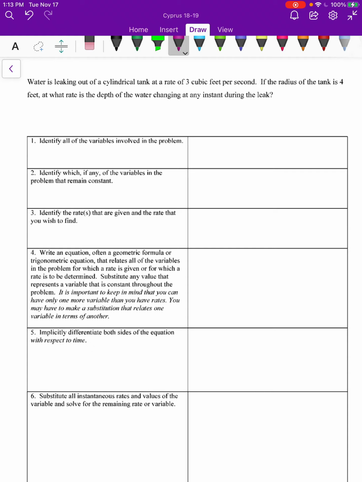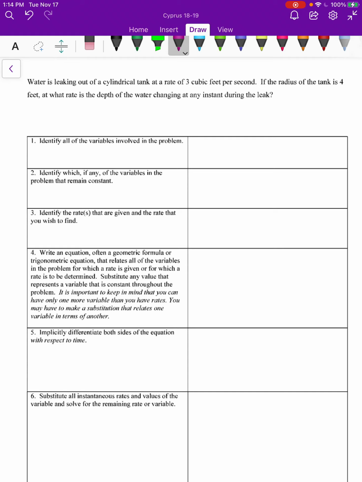Okay, so continuing our related rates problems, here are some more examples. We've already done a couple. Here's the next one. It says water is leaking out of a cylindrical tank at a rate of 3 cubic feet per second. If the radius of the tank is 4 feet, at what rate is the depth of the water changing at any instant during the leak?